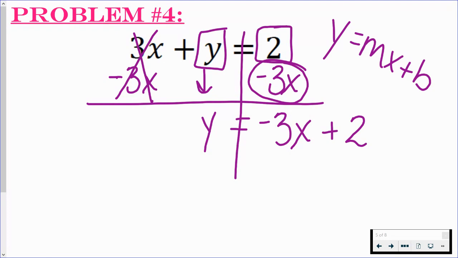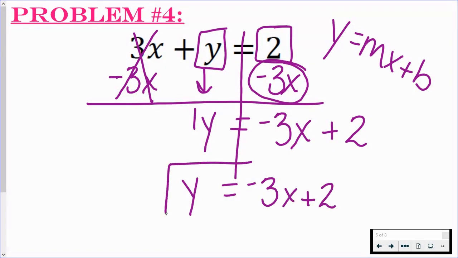Now, when I look back at my y here, the coefficient, if there's nothing there, that means it's just 1. So there's no need to even divide everything by 1. So here's your final answer. Y equals negative 3x plus 2. So in that case, you only had one step to do it.